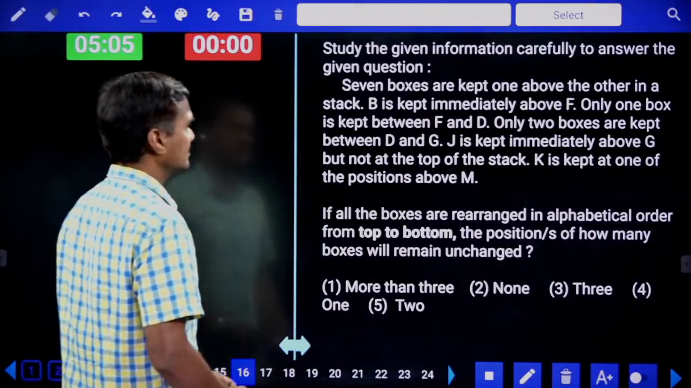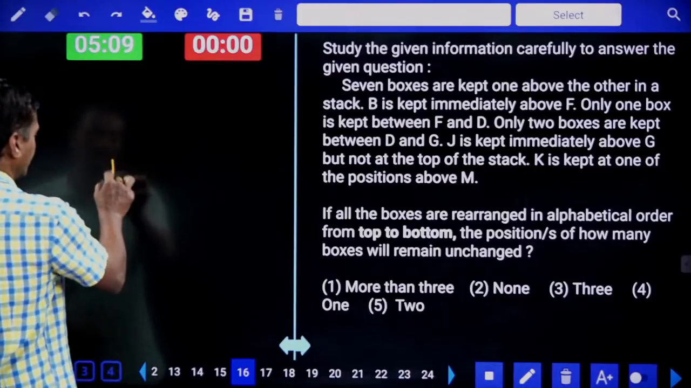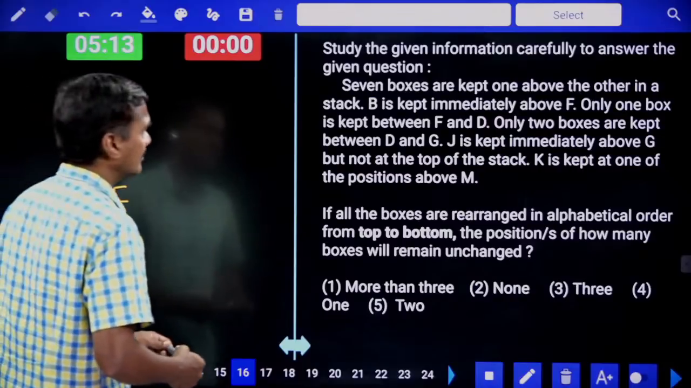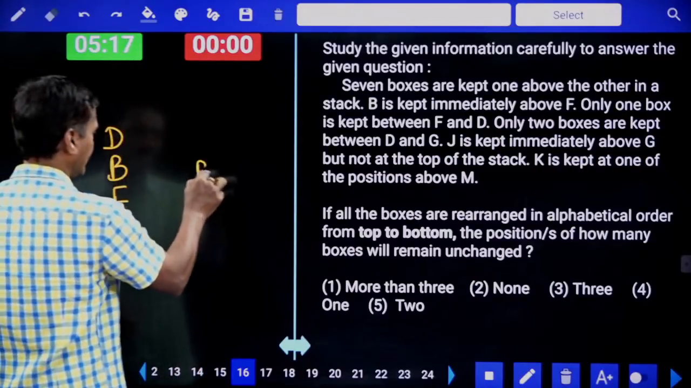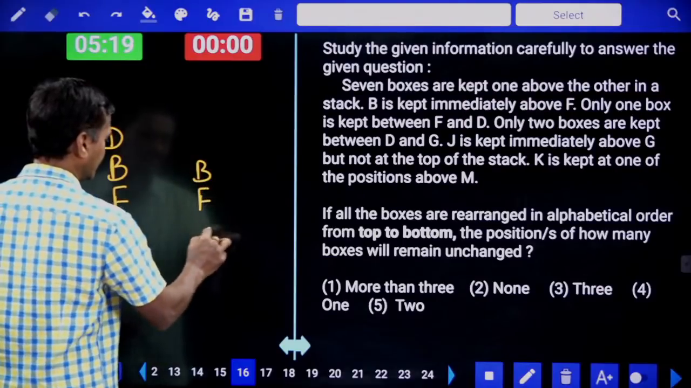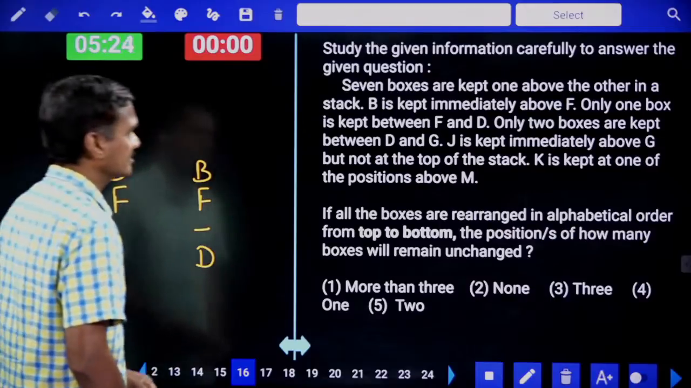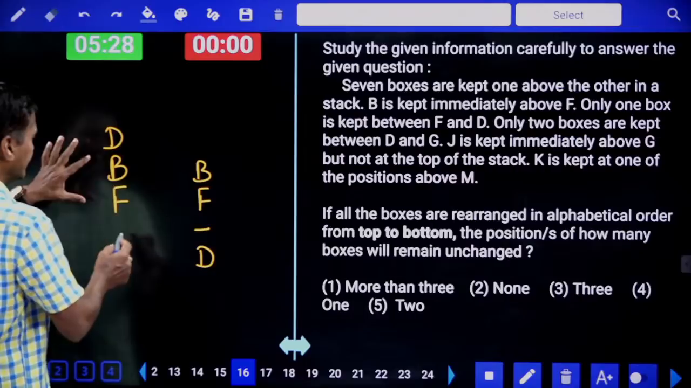Then coming to this one, 7 boxes are kept one above the other. B is kept immediately above F. Now this B is immediately above F. B and F are adjacent. Only one box between F and D. D can be here. Or B and F, only one box between F and D. D can be here. And so how many possibilities we have? 2 different possibilities. And next one, only 2 boxes are between D and G. In between D and G, 2 boxes.